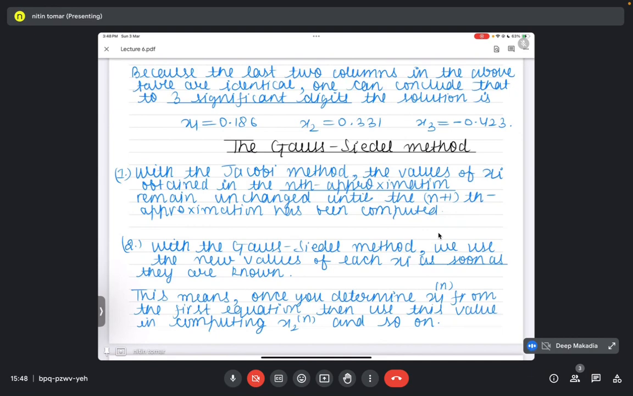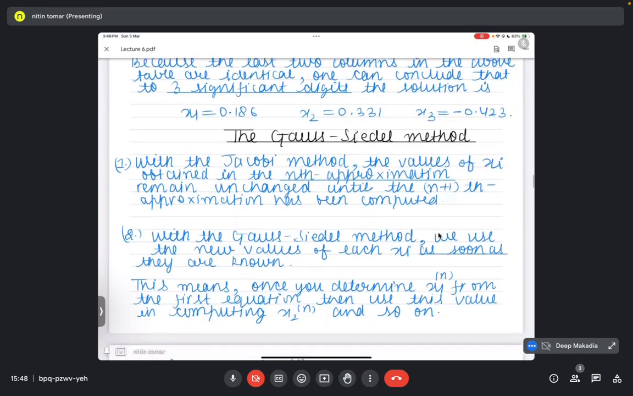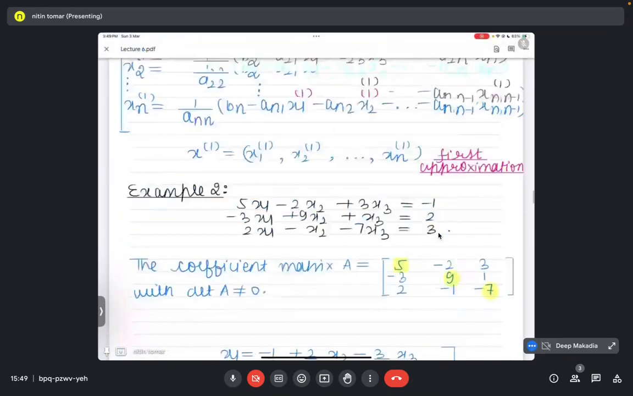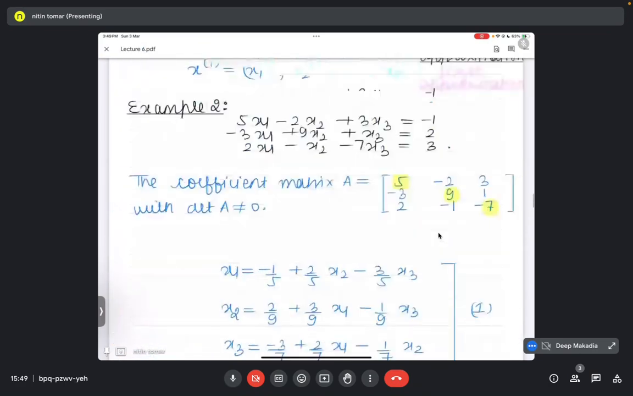If for example you are evaluating the first approximation, then x11 will be the first element, then in x21 you will use the value of x11, am I correct? This is the major difference between the Gauss Seidel and Jacobi method, and the rest of the thing is the same. So which one is better, Jacobi method or Gauss Seidel method? Yes, the convergence is faster.